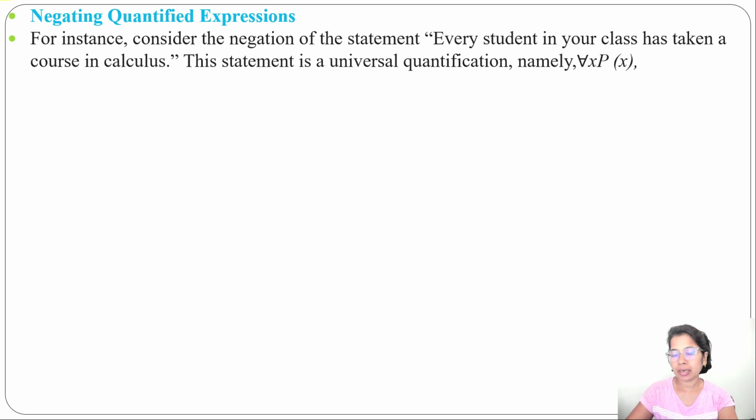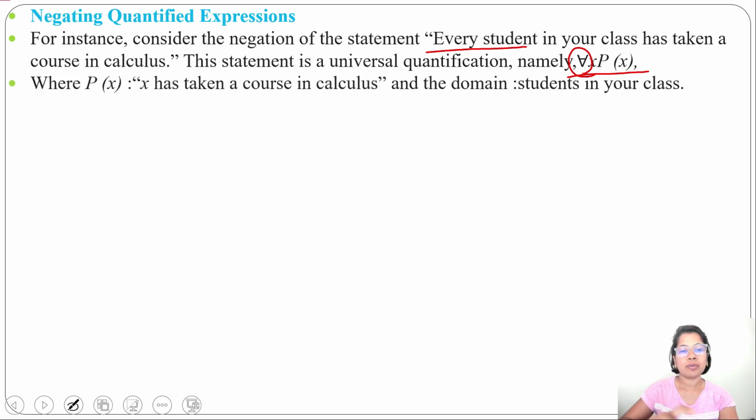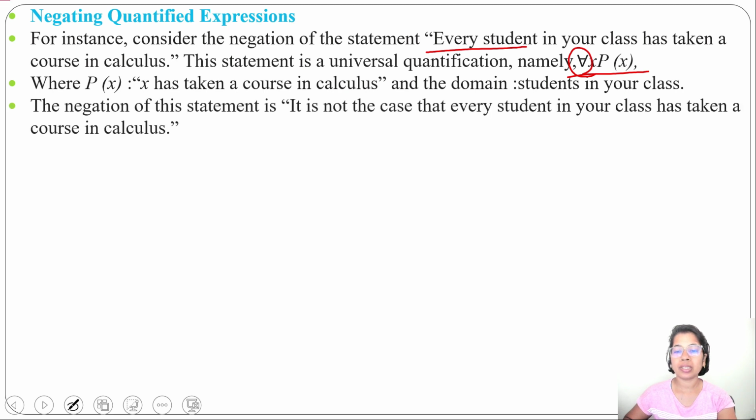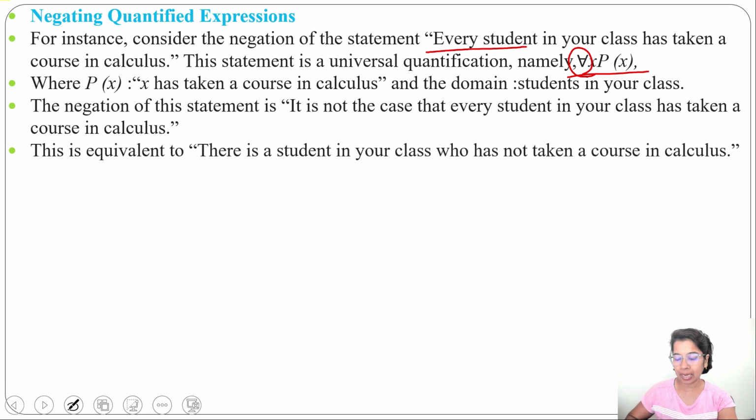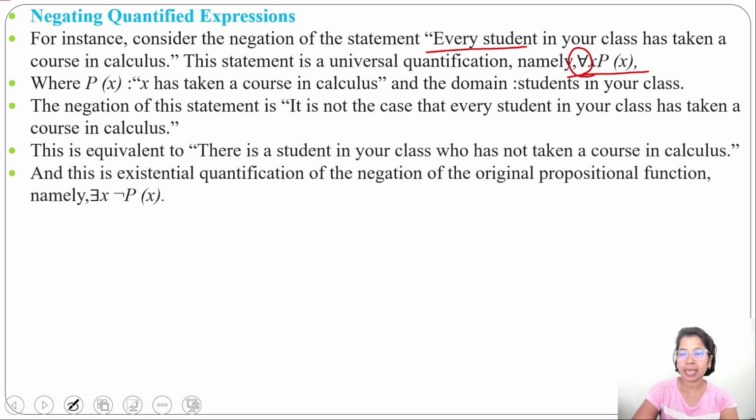So we can write this by universal quantification: for all x, P(x). Here it's written every student, so that's why for all x, P(x). P(x) is: x has taken a course in calculus, and the domain is students in your class. Now its negation will be: it's not the case that every student in your class has taken a course in calculus, or you can say there are some students who have not taken a course in calculus. So we can write: there exists x, there is a student who has not taken calculus.